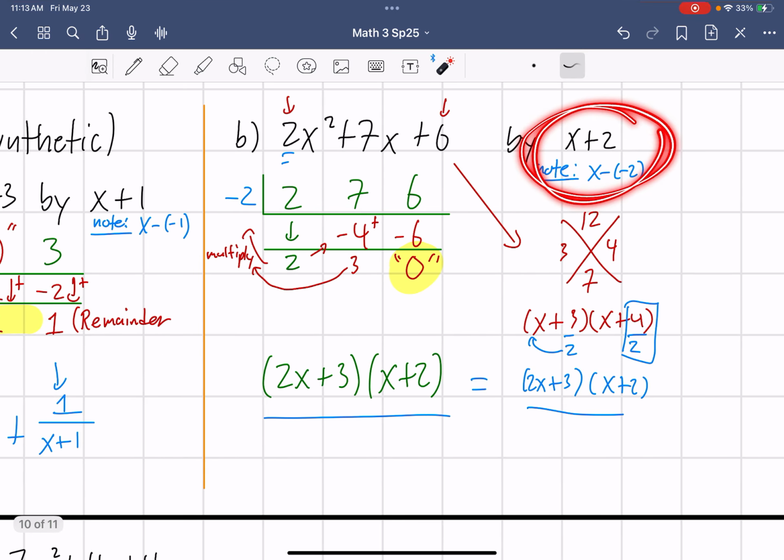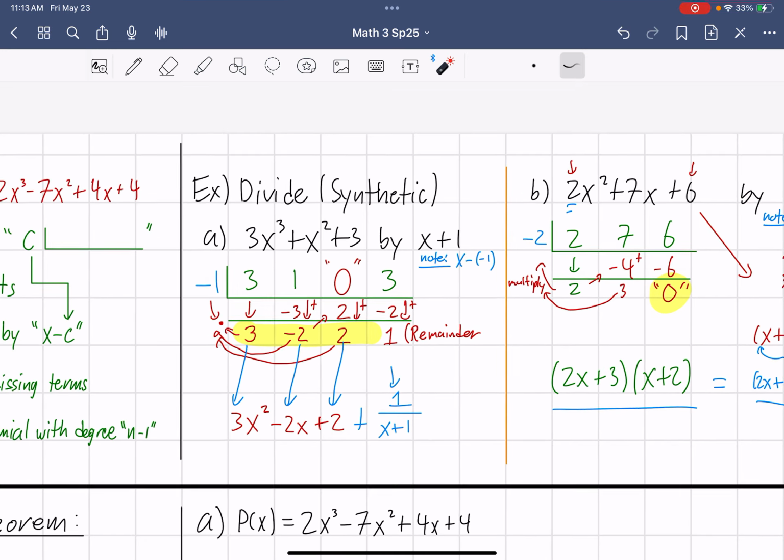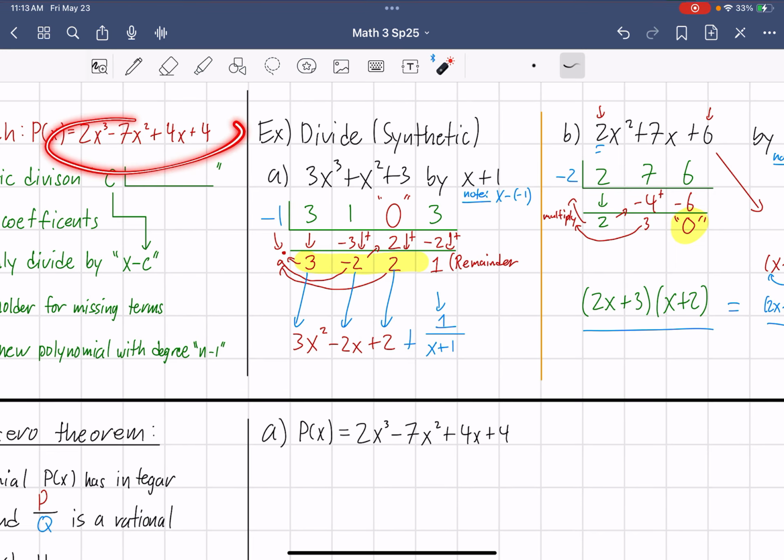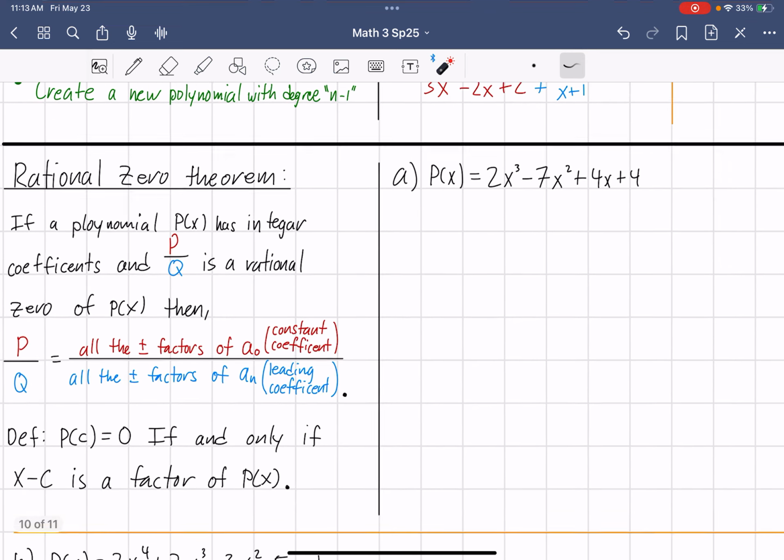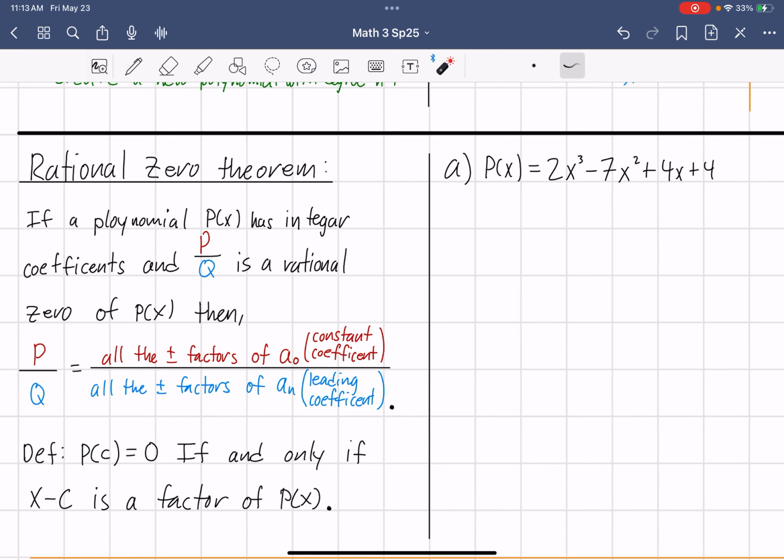For here, I was given this x plus 2. Looking at this first example, I don't have that x plus 2. So how do I find that? Well, that leads us to this theorem that we have, known as the rational zeros theorem.